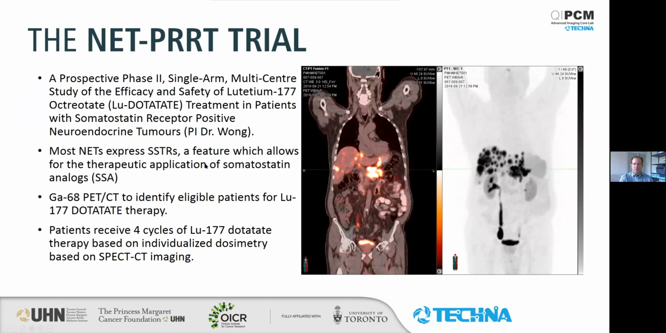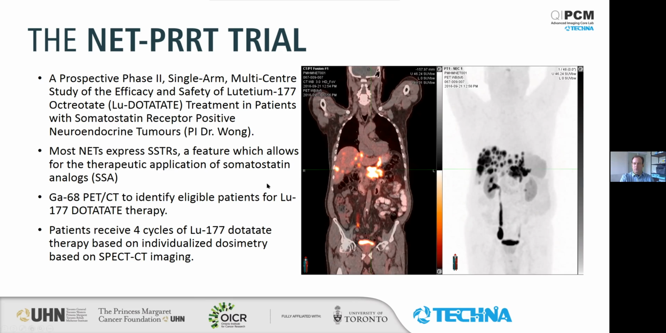So now that I've discussed a little bit about what QiPCM is, I'll explain the Netprt trial and how QiPCM was involved in terms of how to support it. So the Netprt trial is a prospective phase 2 single-arm multi-center study of the efficacy and safety of lutetium-177 octreotide treatment in patients with somatostatin receptor positive neuroendocrine tumors. The study is led by Dr. Rebecca Wong out of the Princess Margaret Cancer Center in Toronto.